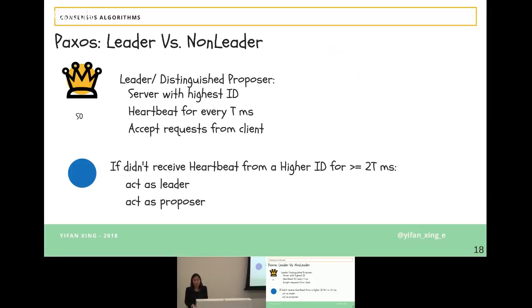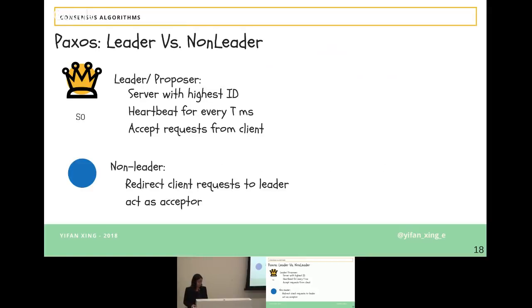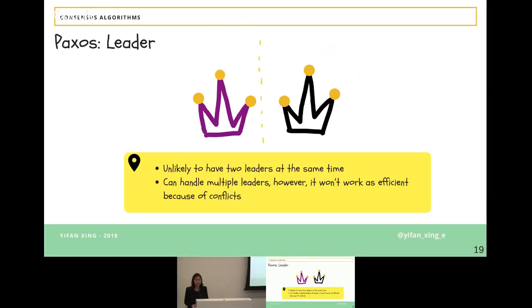So the followers, if they didn't receive a heartbeat within a certain amount of time, that means they will assume that the leader has died or there was a network partition or whatever happened. They're going to go through the process of electing a new leader, basically trying to propose values. So if everything works well, the non-leaders, the followers, will redirect client requests to the leader and act as an acceptor to accept the leader's values.